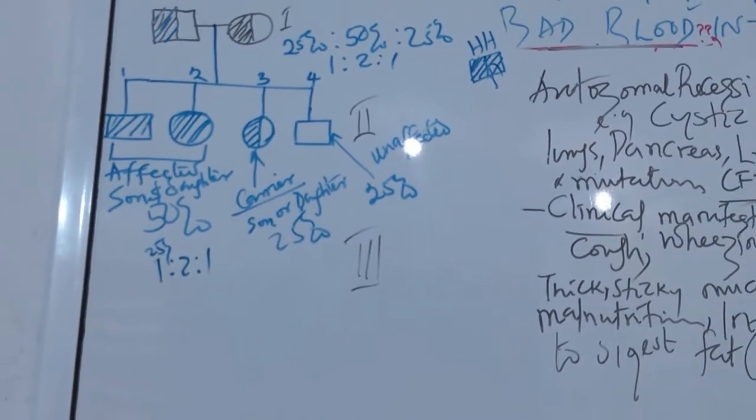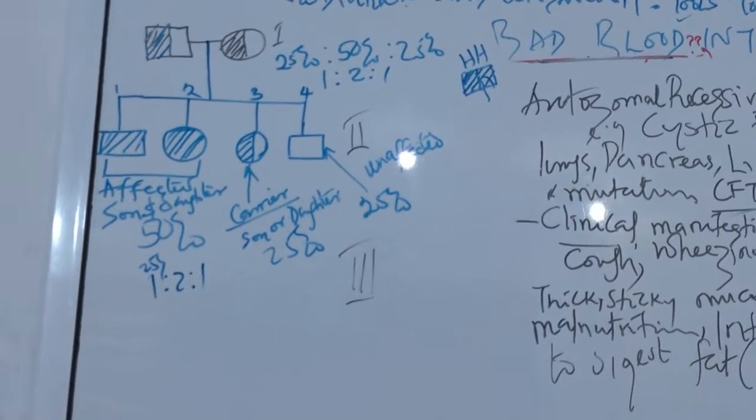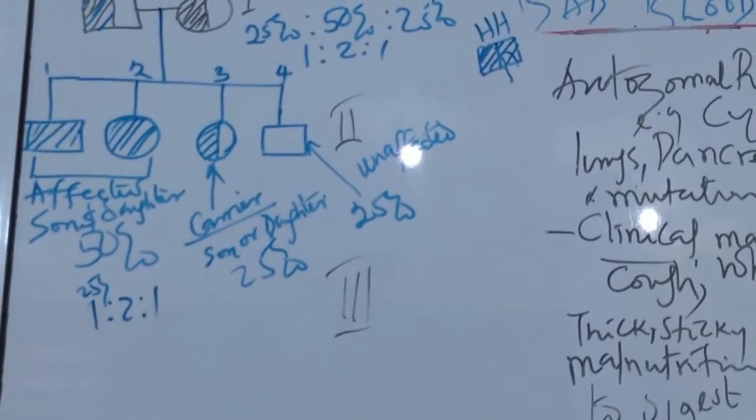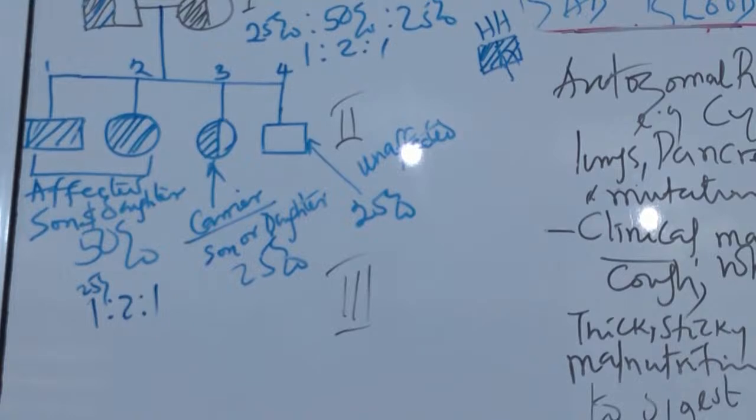So these are part of what I actually want you to know, so that by the time you are trying to differentiate, you might not actually need to cram anything. What you need to know is just that you should be able to differentiate between autosomal recessive and autosomal dominant.